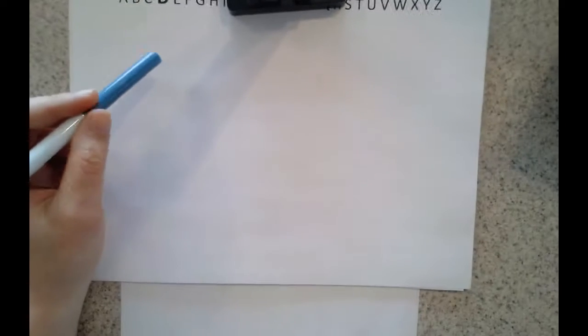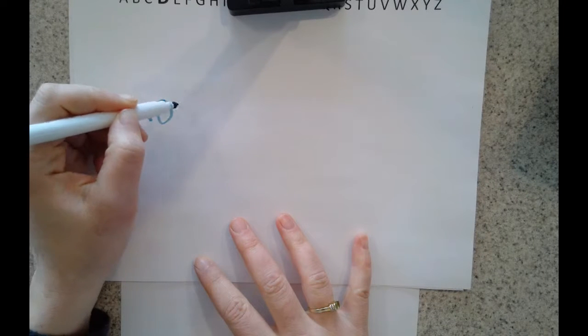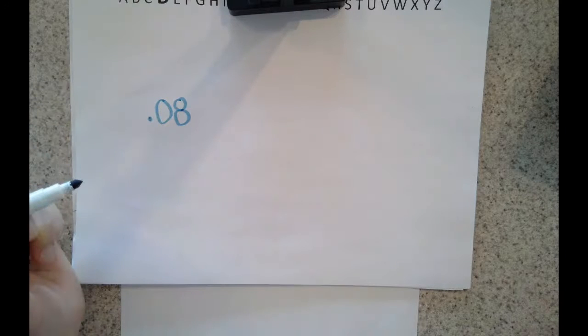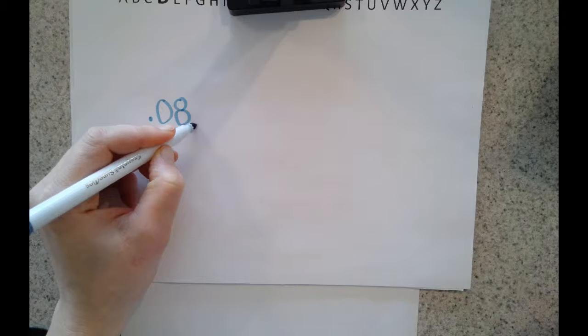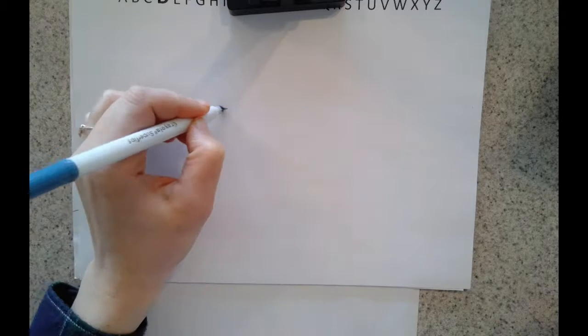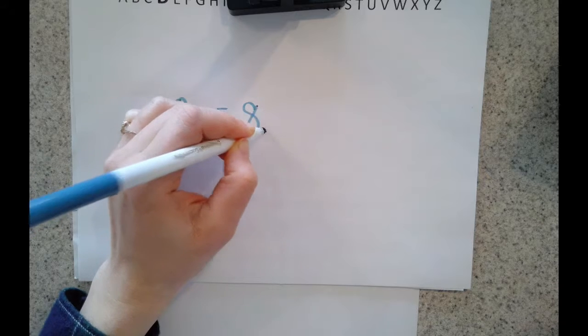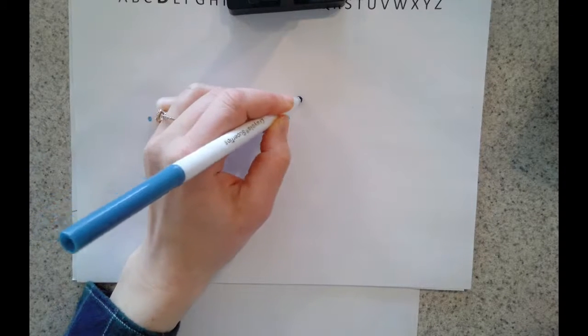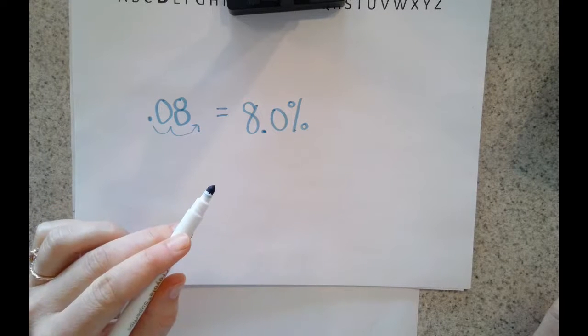Okay, so let's say you had to change the decimal 0.08 to a percent. Well, the simplest way is just to slide the decimal 2 spaces right, and this becomes 8.0%. And it's really that easy going from decimal to percent.